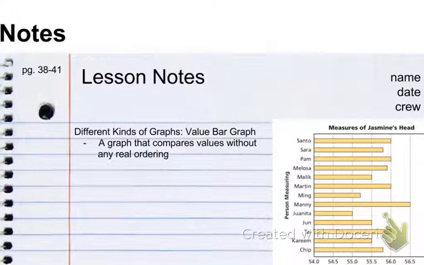The first thing that we're going to be talking about is different kinds of graphs. And we've got three different types of graphs that we're going to discuss. The first one is called a value bar graph. And a value bar graph, quite simply, is a graph that compares values without any real ordering. Okay, we just have these values here. So we've got Santo and Sarah and Pam and Melosa, and without any kind of rhyme or reason, we just put them in order and show what their values are.